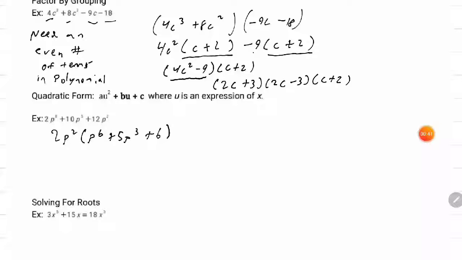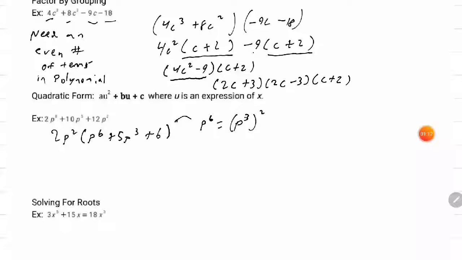Basically, the inside here kind of looks like a quadratic form, where p to the 6 is the same thing as p to the cubed squared. So my p to the 6 would be like my x squared value in a quadratic, and then p to the cubed is my x, and then I still have my constant 6.